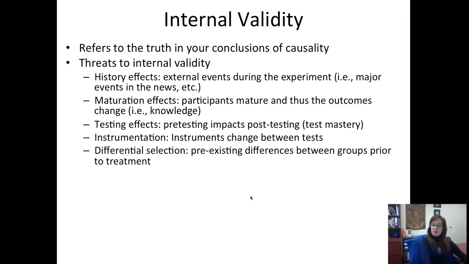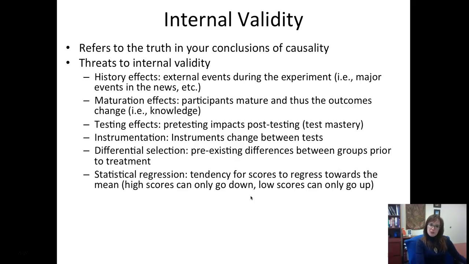If you have differential selection, this is where random assignment comes in. If you have some sort of pre-existing differences between your groups before exposure to whatever manipulation you're doing, that can limit your ability to conclude that there was cause and effect. So this is one of the upsides to pre-testing: to be able to check and make sure that the random assignment has been successful.